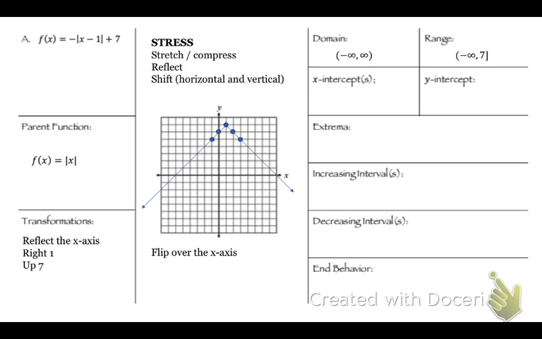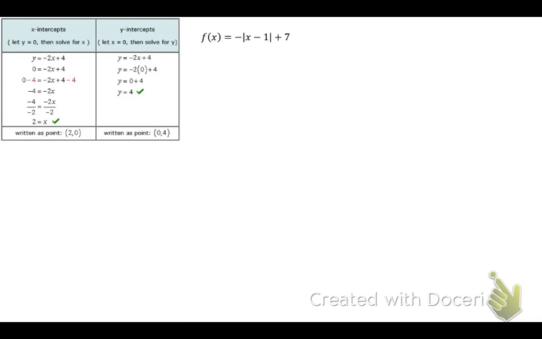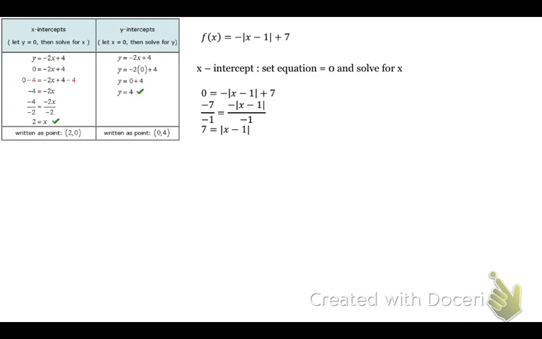Okay, x and y intercepts, I want to teach you how to do these algebraically. So the x-intercepts, that's where you let y equal 0 and then you solve for x. The y-intercepts, that's where you let x equal 0 and solve for y. So if we look at this one, for the x-intercept, I'm going to set the equation equal to 0 and solve for x. So that's going to be 0 equals negative absolute value of x minus 1, plus 7. Subtract that 7 over, so negative 7 equals negative absolute value of x minus 1. Divide by that negative 1, you get 7 equals absolute value of x minus 1.